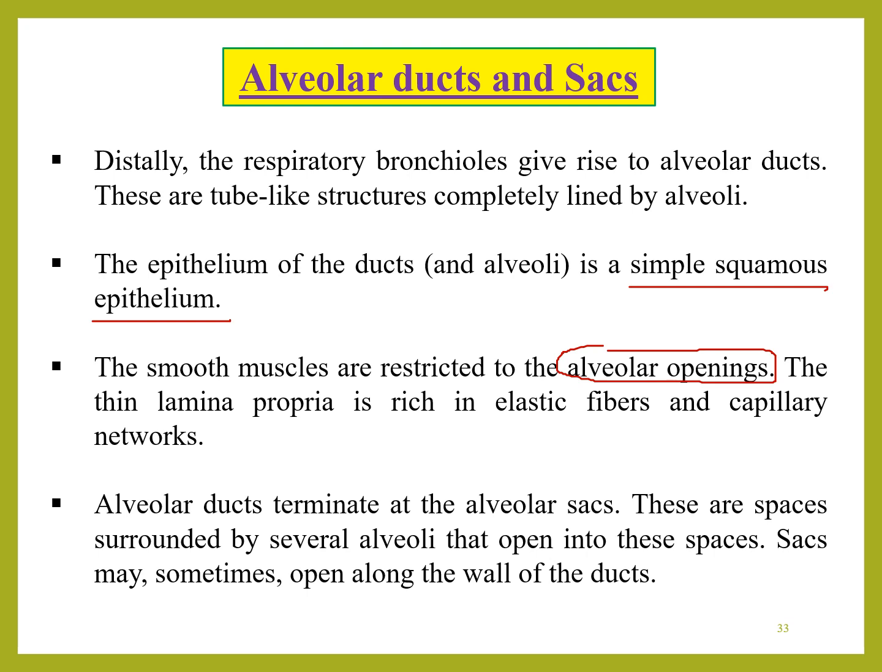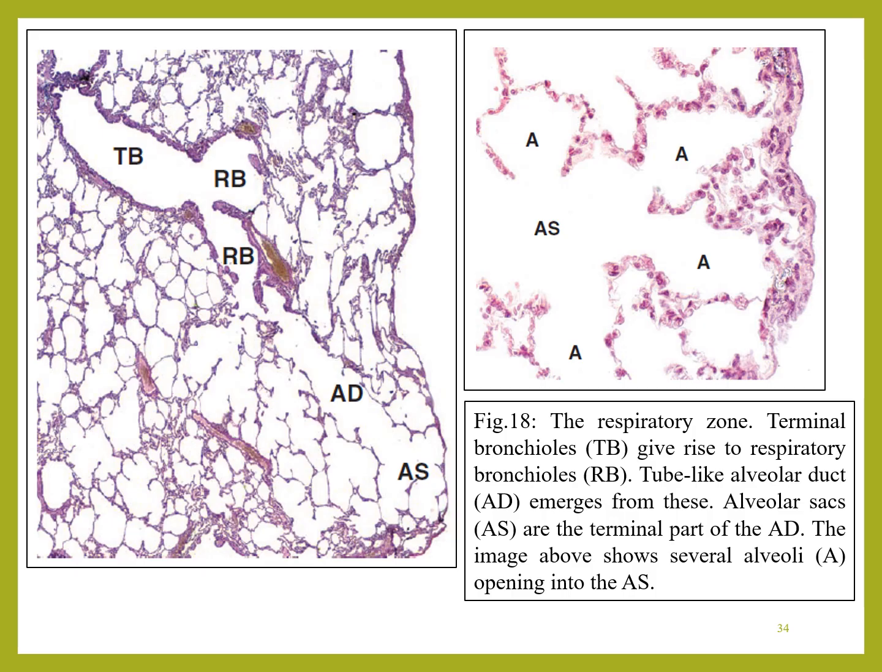So now, again, the mucosa is formed of epithelium and lamina propria, and the lamina propria has many elastic fibers. Alveolar ducts terminate in alveolar sacs. These are, from the name, spaces, and these spaces are surrounded by alveoli, and these alveoli open into these sacs. But also sacs may directly open along the wall of the duct, so not necessarily from the termination.